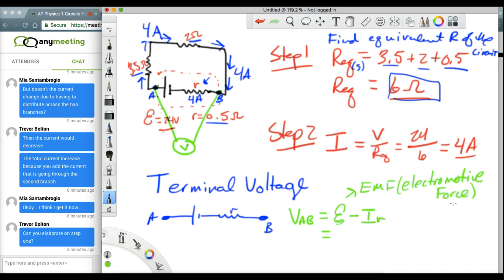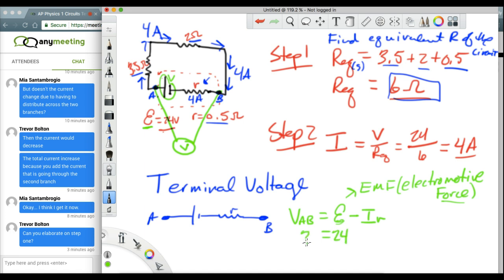Now it's not really a force. Back when Galvani made dead frog legs move by using electricity, he thought it was the life force. It's before they knew what voltage was. But the term kind of stuck, so we call it the electromotive force. It's really the maximum possible voltage of just this guy right here without any current running through the battery. In this case, they told us that the EMF was 24 volts.